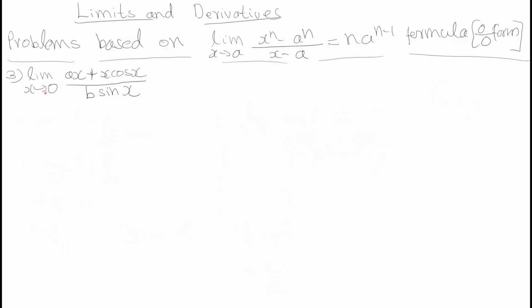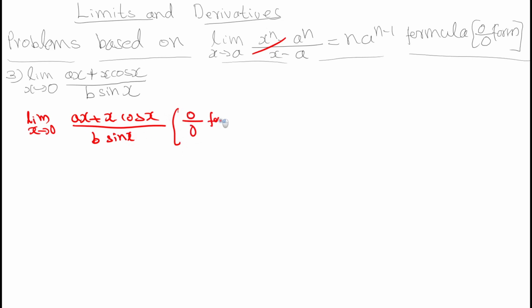Next, see, limit x tending to 0 of ax plus x cos x divided by b sin x. Again it's trigonometric, not based on this formula. We need to solve using trigonometric formulas only. So limit x tending to 0 of a into x plus x into cos x divided by b sin x. First substitute 0 directly. a into 0 is 0, 0 into cos x is 0, divided by b into sin 0, which is 0. So it is a 0 by 0 form. First we need to simplify this one.